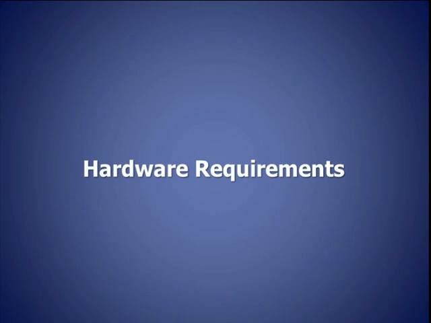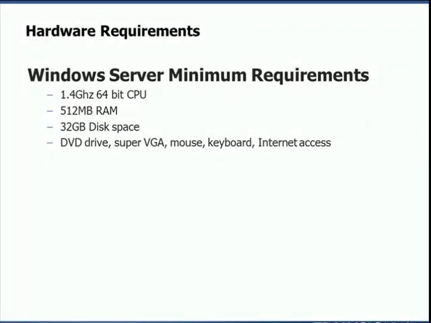Now let's move on and talk about the hardware requirements to install Windows Server 2012 Hyper-V. Now, if you look at the official Microsoft minimum requirements to use Windows Server, they are 1.4 gigahertz of CPU capacity on a 64-bit CPU, just 512 megabytes of RAM, 32 gigabytes of disk space, and then things like a DVD drive, Super VGA, mouse, keyboard, and internet access.